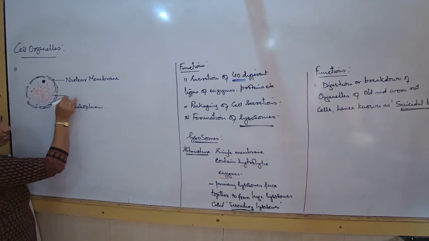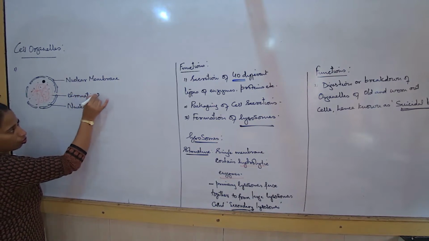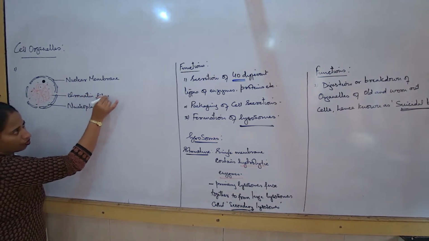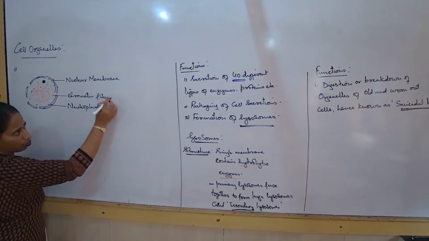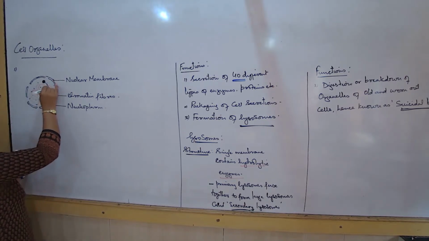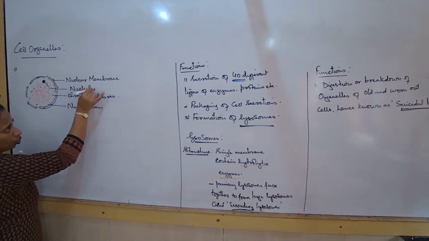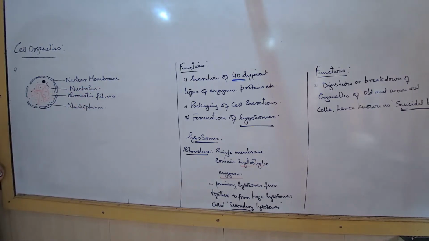What about these thread-like structures? These are known as the chromatin fibers when they are very long and thin. But when the cell is mature and the chromatin fibers are extensively coiled, then we say these are chromosomes. These are no more chromatin, but chromosomes. And this dark stained structure is known as the nucleolus.